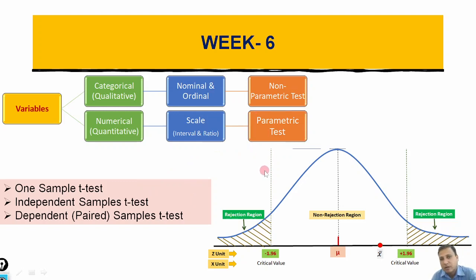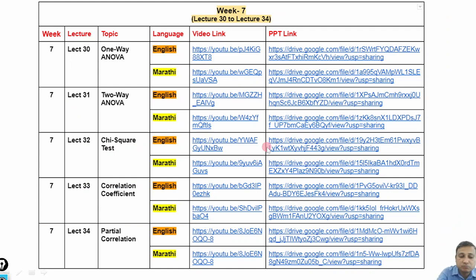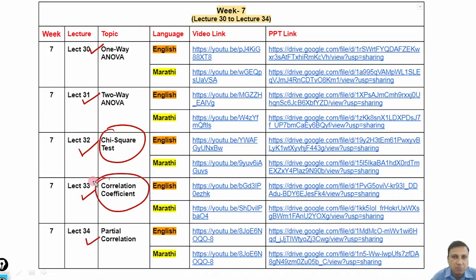In the next week, week number 7, we went further with hypothesis testing, and we performed one-way analysis of variance and two-way analysis of variance. Then we performed chi-square hypothesis testing, and this is one of the non-parametric tests. Then we shifted to correlation coefficient and partial correlation. This correlation coefficient is a very essential part of regression analysis. So first we explained the correlation coefficient, and in the next week we went for the regression part.